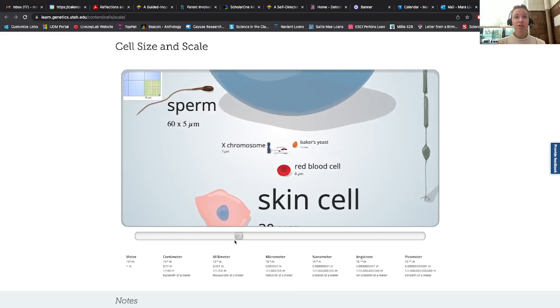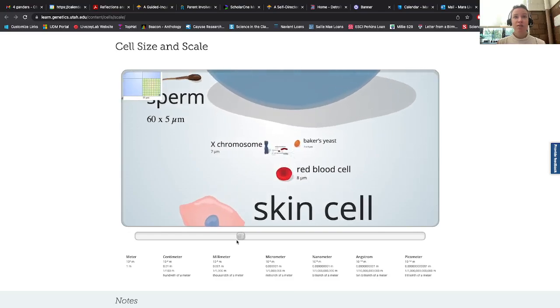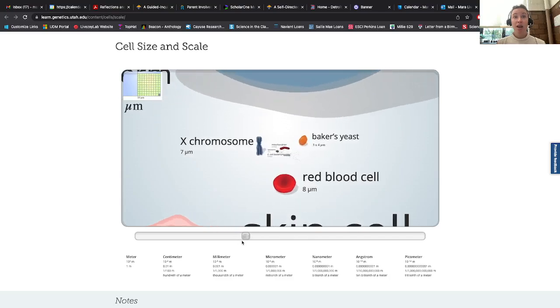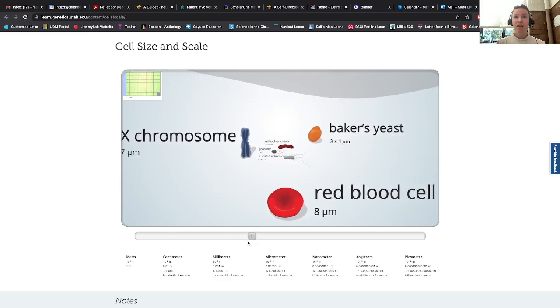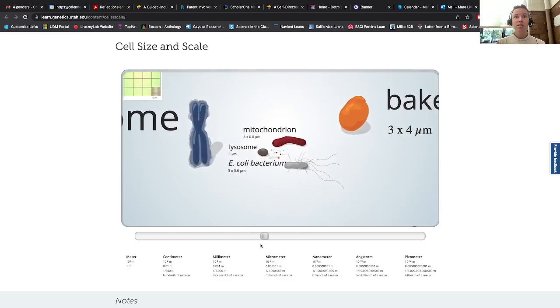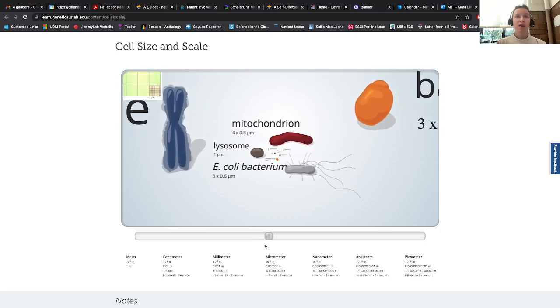Let's zoom in closer to the micrometer, and you can see a red blood cell, a chromosome, the X chromosome, a yeast, and as we get smaller into the micrometer scale, you can now start to see some bacteria. A lysosome and a mitochondria. You probably have heard of mitochondria. These are parts of human cells.